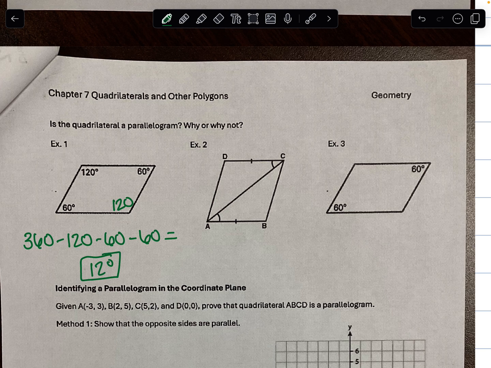So now can we say this is a parallelogram? Yes. Why? What's the reason? Okay. Good. Opposite angles are congruent.